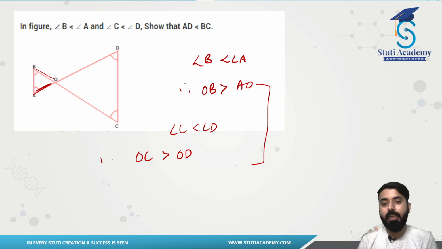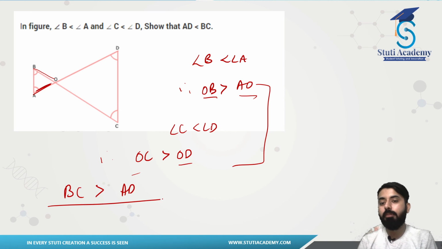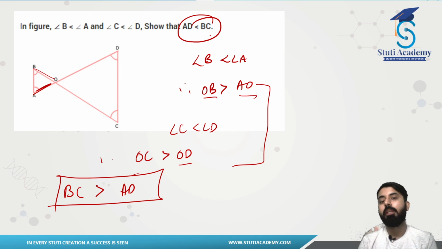Now add these two. OB plus OC will be BC, and AO and OD will be AD. And you have this, BC is greater than AD. This is what we had to prove, and that is the solution of this question. I hope you don't have any doubt on this, because that was quite an easy question to do. I hope you guys have understood each and everything.